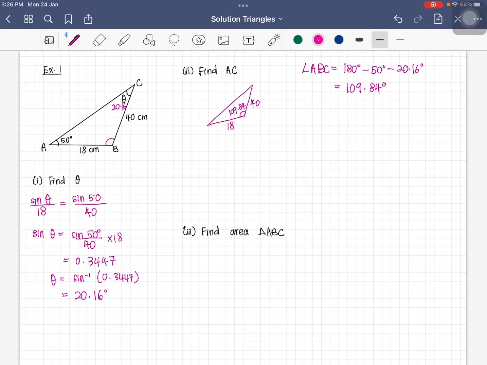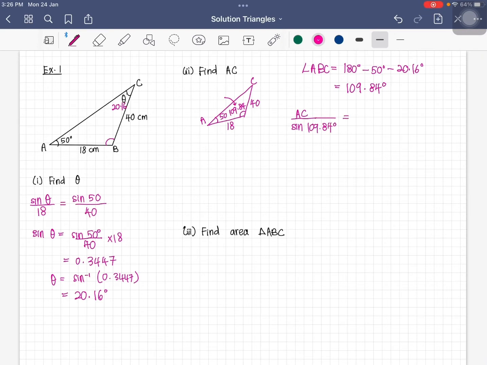There are many ways of doing this. You can find AC using the sine rule, or you can also use the cosine rule, so it's up to you. In this case it's maybe easier to use the sine rule. I start with the length of AC, divided by the sine of the angle opposite it, so sine of 109.84 degrees.